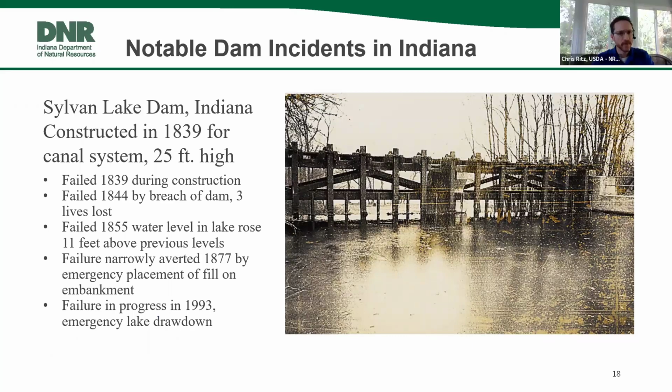Yeah, Sylvan Lake Dam. So again, we're still in the 1800s. We're still trying to learn the science about building dams. What do we do with dams? Unfortunately, there were some fatalities with this. Very unfortunate. There were multiple failures, and they tried to repair it through the 1800s. Then again, look at 1993. I think that was probably a similar storm event. They had a failure occur again, so there was an emergency lake drawdown that had to occur for this incident.